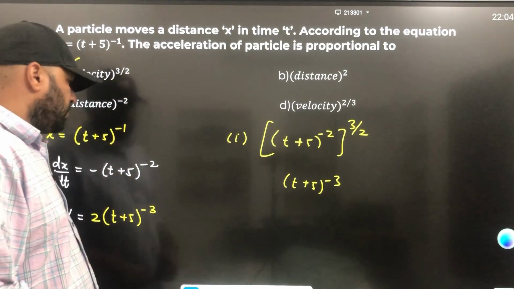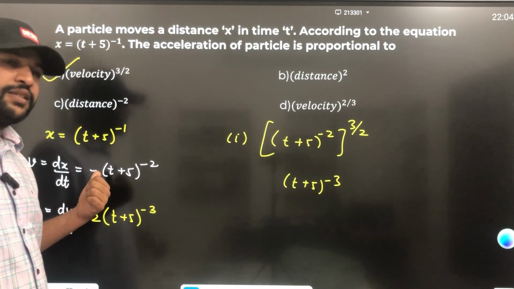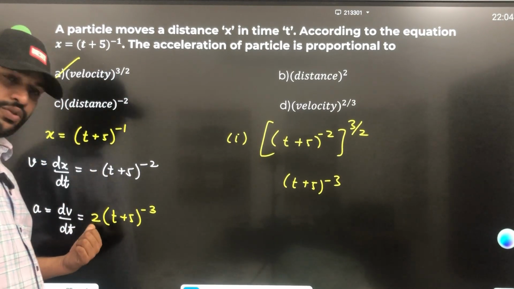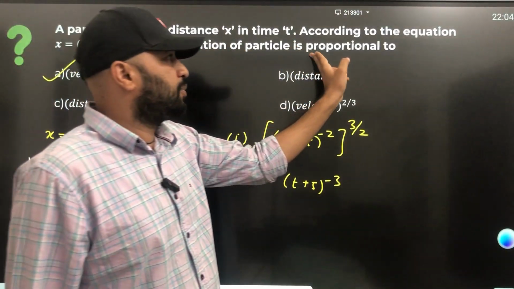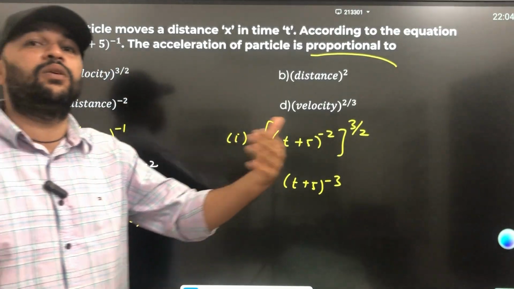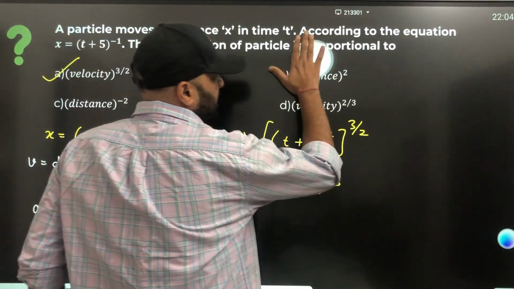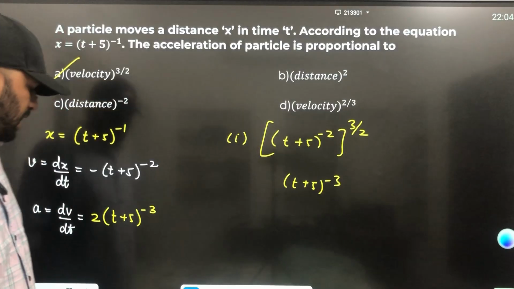Clear? Sir, what about the negative sign? Again, I'm repeating, it is assumed to be constant, right? This 2 again is a constant. We are looking for proportionality, because they are saying the acceleration of the particle is proportional to which one? They are not saying what it is equal to, right? So be very careful with this particular thing. I hope this is clear.